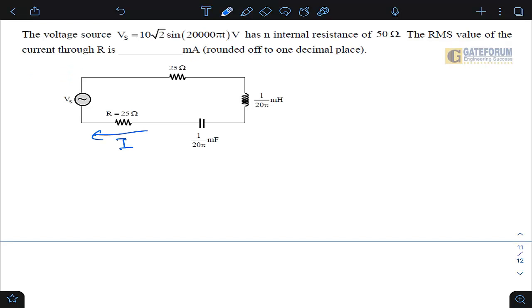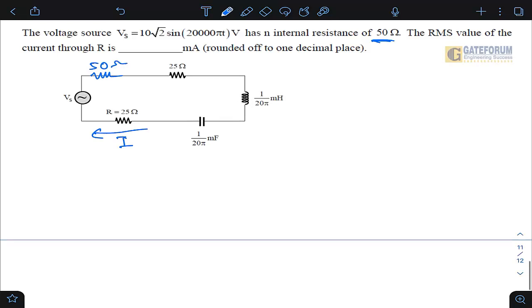Because this source has an internal resistance of 50 ohm, if I introduce it in the circuit, it will look like this, because in a practical voltage source, the internal resistance comes in series with the corresponding ideal source. So this is what the circuit is, and we are supposed to find the current. First thing, I'll be finding the impedance of the circuit. There is a single source, so it will be a series circuit. So V by Z will be my answer for I. Then we can easily find the corresponding RMS value.